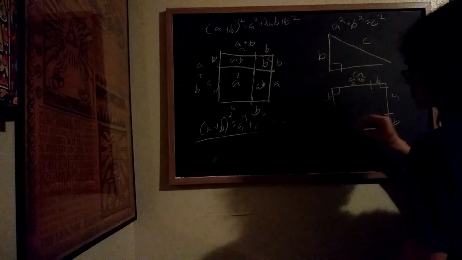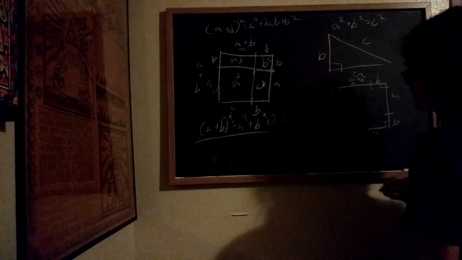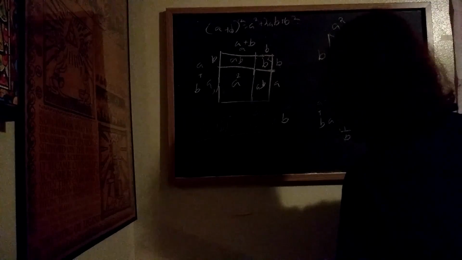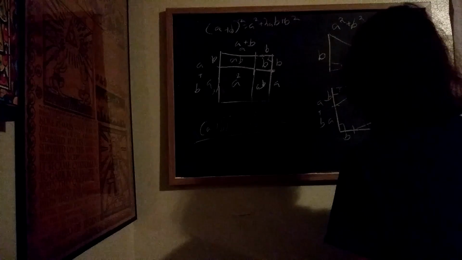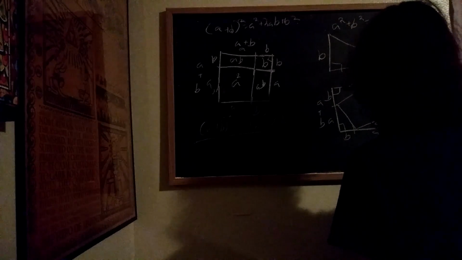And what you'll notice is that a and b correspond with the right triangle, because of course the angles of the corner of the square are right angles. And so we can make 4 right triangles out of this, with hypotenuse c.